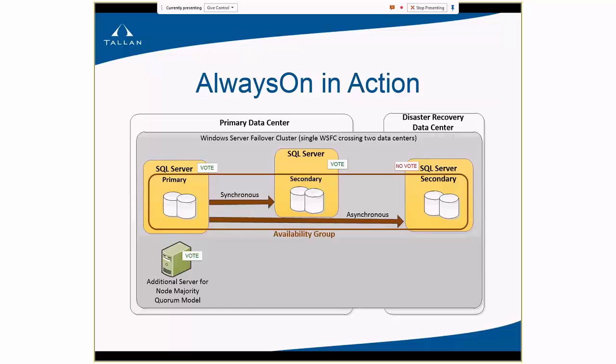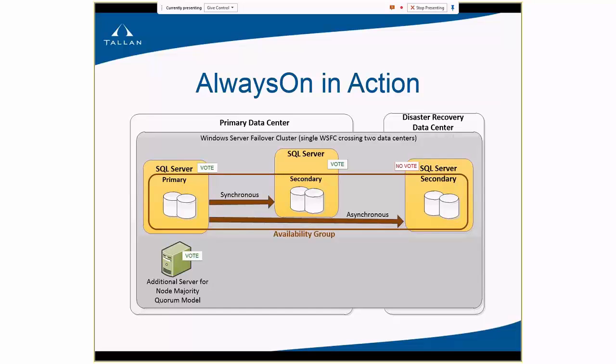Okay. They added an additional node here in the primary data center, and the reason for this is so that we can have a node majority. So the node with the SQL Server doesn't have a vote, and they made up for it elsewhere in the primary data center. Again, to try and get that nice quorum majority configuration.